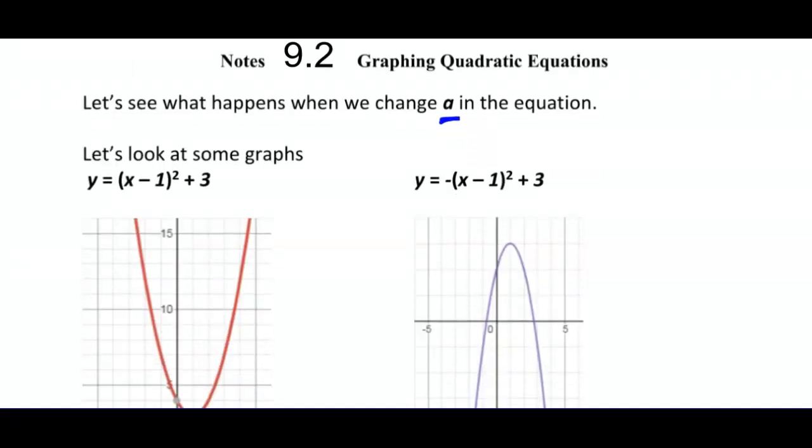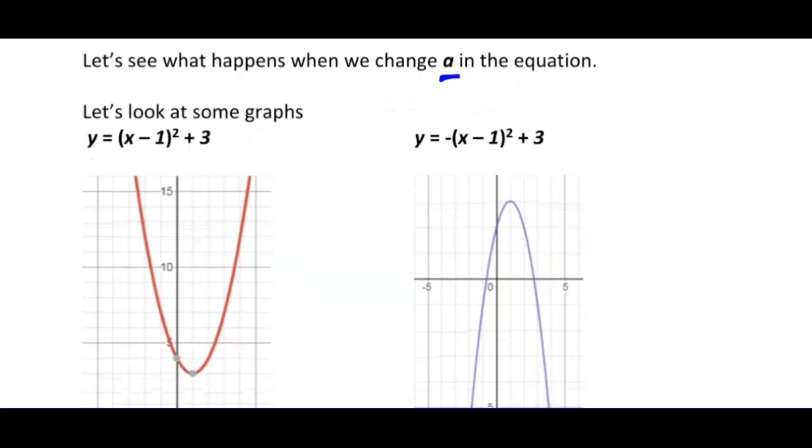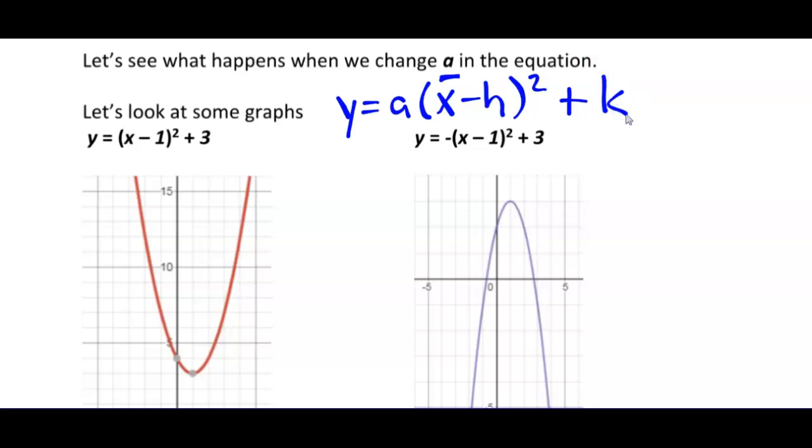Now let's learn 9.2. 9.2 again has a lot of terminology and things. We are looking at what happens when we change A in our equation, our vertex form: A times the quantity x minus h squared plus k. Okay, that's our vertex form. Remember, our vertex comes from our h and our k. The opposite of h is my x value. That's my y value. So what happens when this changes?